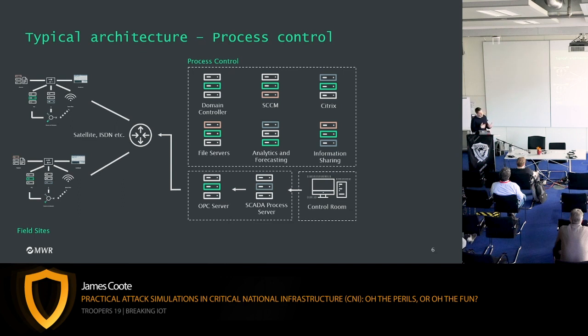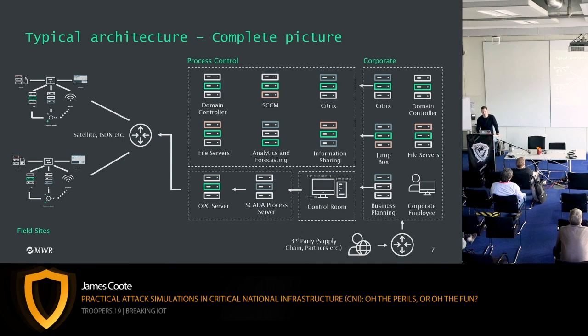And then most of the rest of the stuff can largely be classified as supporting infrastructure. So in my experience, it is often Windows-based. So you'll have things like a domain controller, SCCM server in there. We see Citrix being used quite a lot within the control room to virtualize, with something like XenApp, these OT-specific applications. We might see information sharing portals like SharePoint. There'll be analytics and forecasting software to allow those operators in the control room to make some kind of decision. And then there'll be file shares where they're backing up data or sharing information with each other.